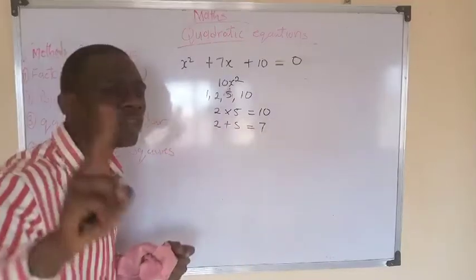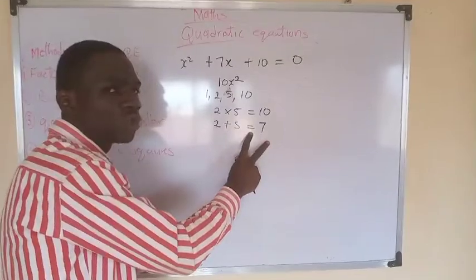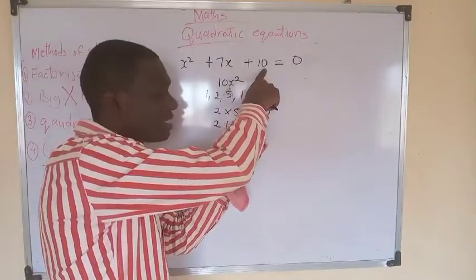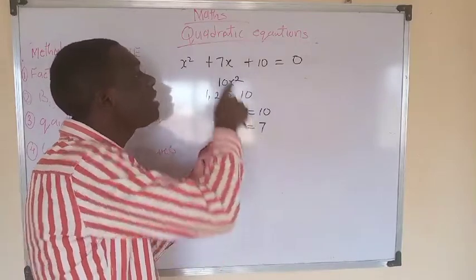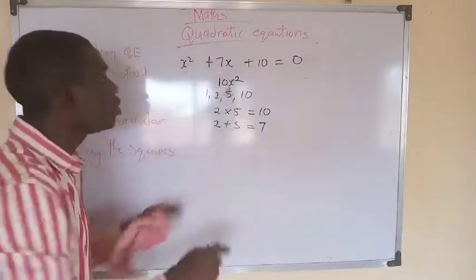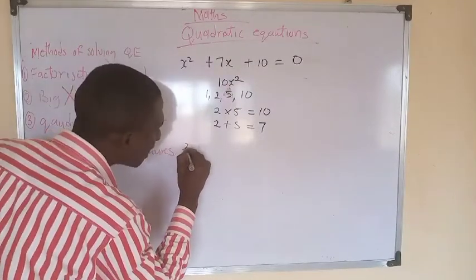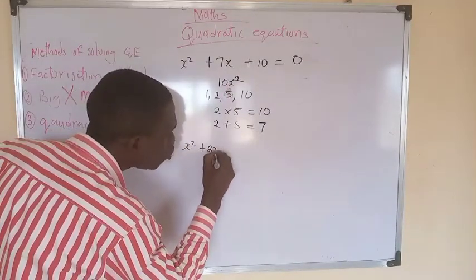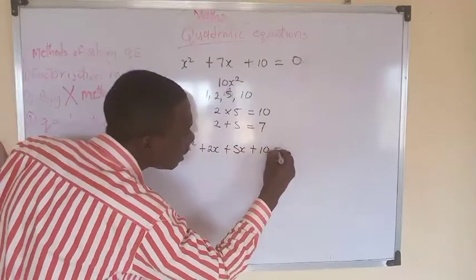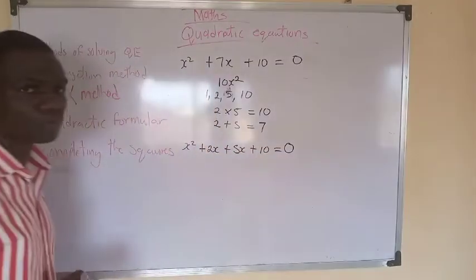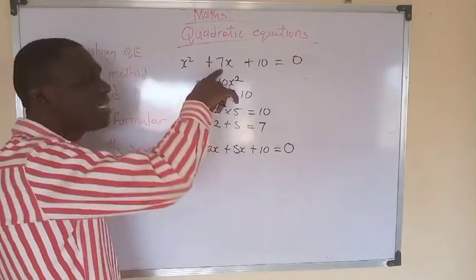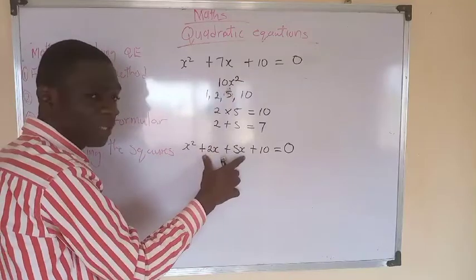So whichever factor you choose must meet the two conditions. That when you multiply them, it gives you what? The constant term c. And when you add them up, it gives you the coefficient of x, which is what? The middle term. Right? So if I go further, this will become what? x squared plus 2x plus 5x plus 10 equal to 0. Alright? So now if I say 2x plus 5x, I will still get 7x. I have just what? Split this.